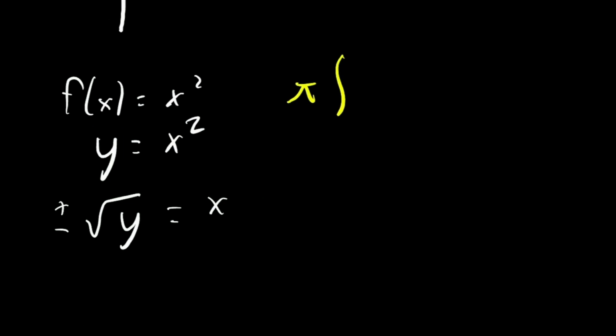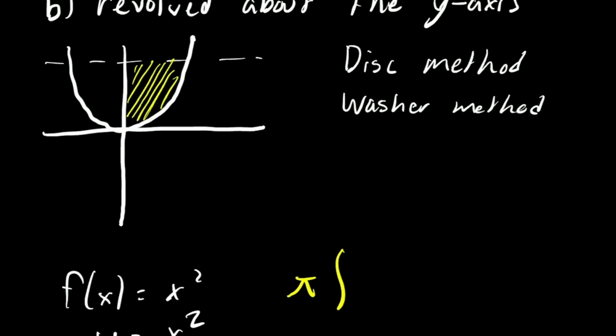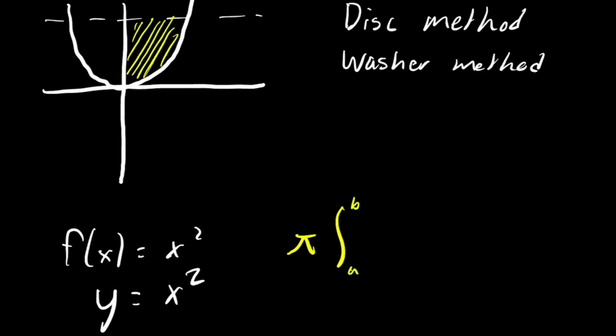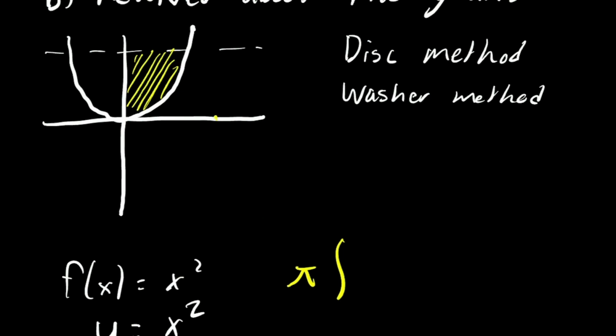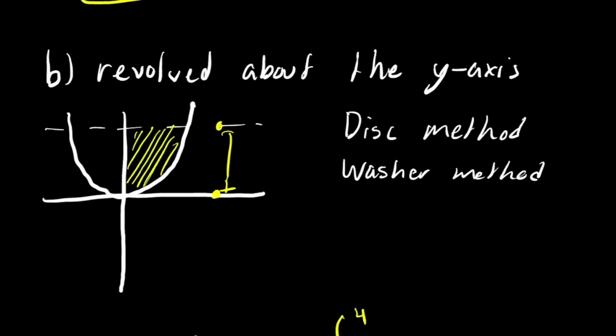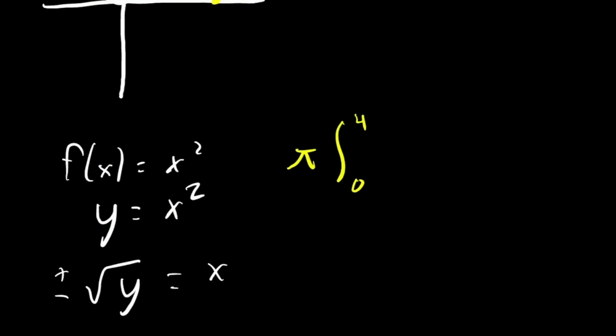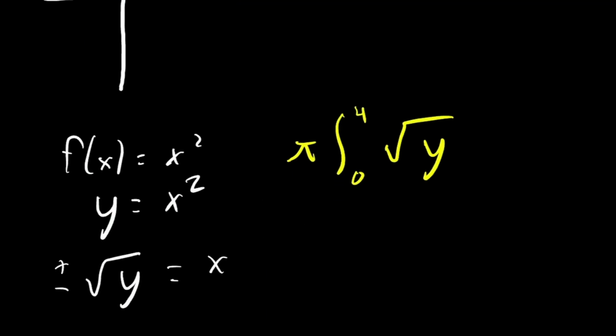We have pi times the integral, and since we're taking it perpendicular to the y-axis, our bounds of integration, our a and b, will be from the axis of rotation to the bound, which is this distance, which is parallel to the axis of rotation. So we're actually doing it from 0 to 4, because remember this function is bounded by y equals 4. All right, so now we have our function in terms of y. So root y, and we're still squaring it, dy.